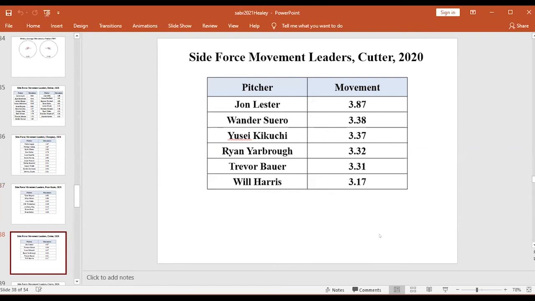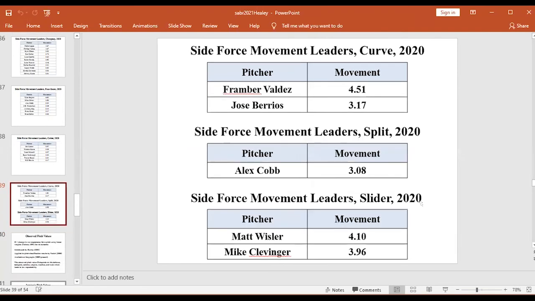And here are the leaders for the cutter. We see that Jon Lester is at the top of the list. And then for the other pitches, these are all the guys that get at least 3 inches on average. If you haven't seen Framber Valdez throw a curveball, I'd recommend you pull up a video of that.